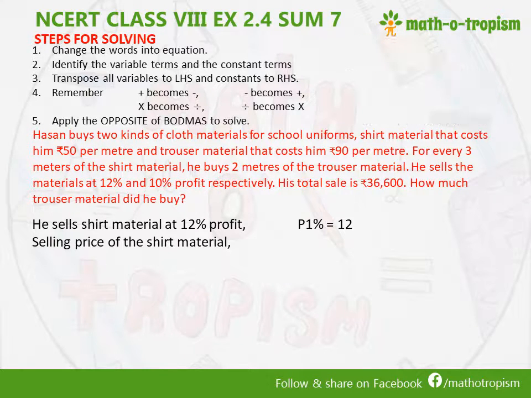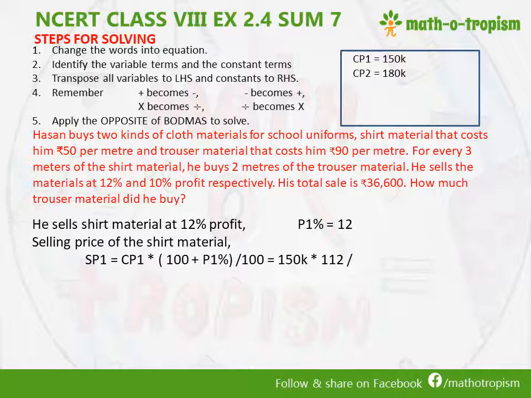So here in this case, the selling price of the shirt material will be then what? SP1 will be CP1 into 100 plus P1 percentage by 100. So here I have found the cost price of the shirt material to be 150k. Then we know that 100 plus 12 will give me 112. So 112 divided by 100.